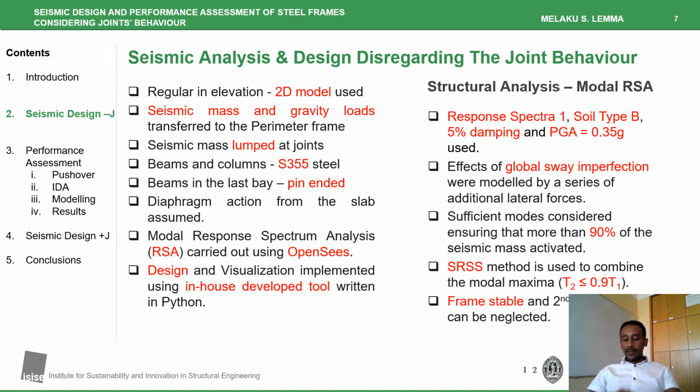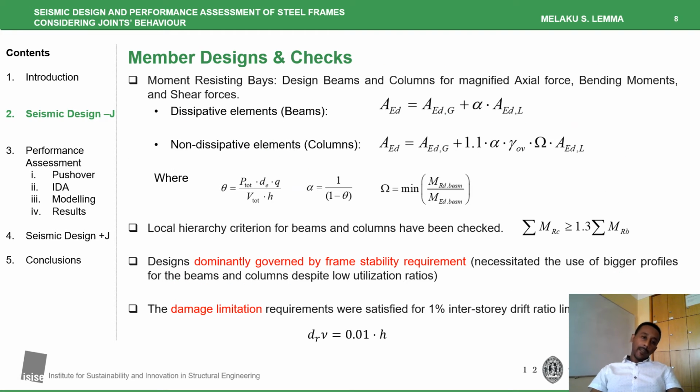The structural analysis using response spectrum analysis considers the following. Response spectra type 1 has been used with soil type B and a peak ground acceleration of 0.35 g. Sway imperfections were modeled with a set of lateral forces, and the SRSS method was used to combine the modal maxima. The member design checks were made as follows.